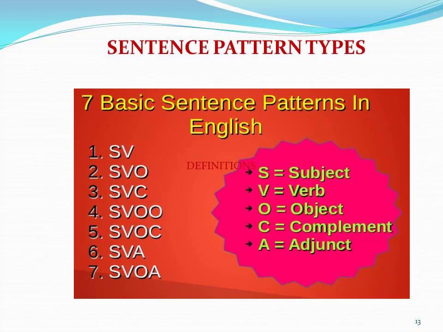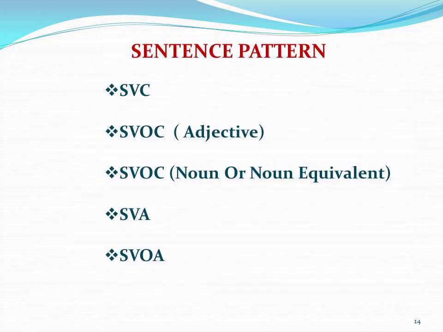Now we will see the sentence pattern types. In the English language, we have 7 types of sentence patterns. First one, the SV pattern; second, the SVO pattern; third, the SVC pattern; fourth, the SVOO pattern, that is direct object and indirect object; fifth, the SVOC pattern; sixth, the SVA pattern; and the seventh one is the SVOA pattern. I am going to teach you only 5 of these sentence patterns.